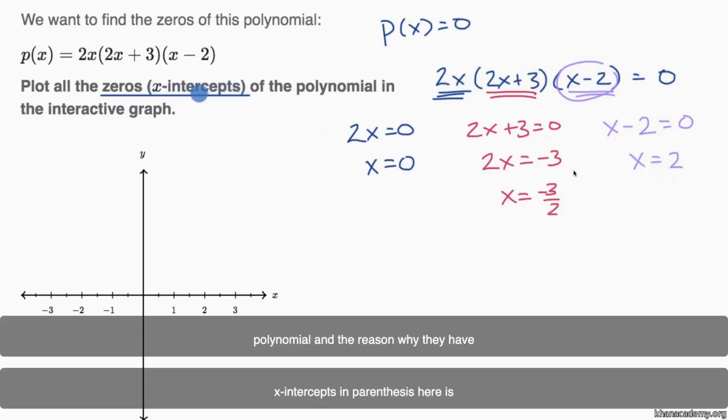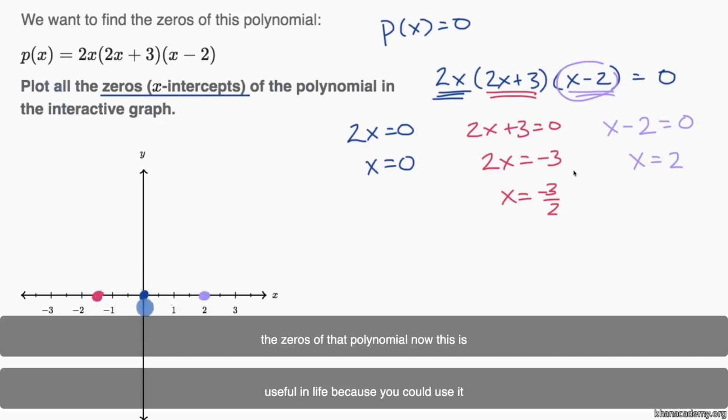And the reason why they have x-intercepts in parentheses here is that's where the graph of p of x, if you say y equals p of x, would intersect the x-axis. And that's because that's where our polynomial is equal to 0. So let's see, we have x equals 0, which is right over there. Once again, if you were doing this on Khan Academy, you would just click right over there and it would put a little dot there. We have x is equal to negative 3/2, which is the same thing as negative 1 and 1/2. So that's right over there. And then we have x equals 2, which is right over there. So those are the x-intercepts, or the zeros, of that polynomial.